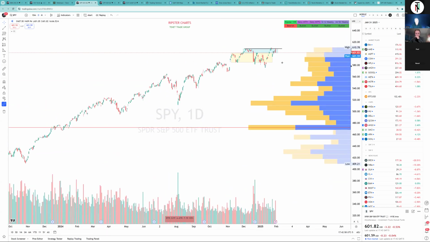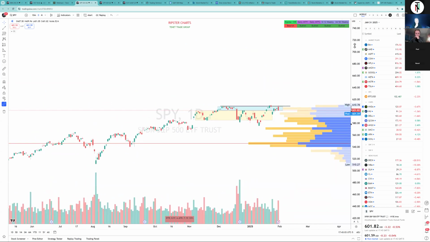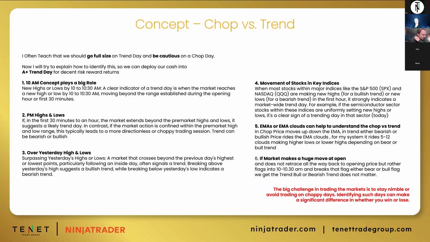There are many examples where we will chop when there's an inside day. These were a few choppy inside days, but once we start to break a range, then it's a trend day. Whether it's bearish or bullish, you don't care.